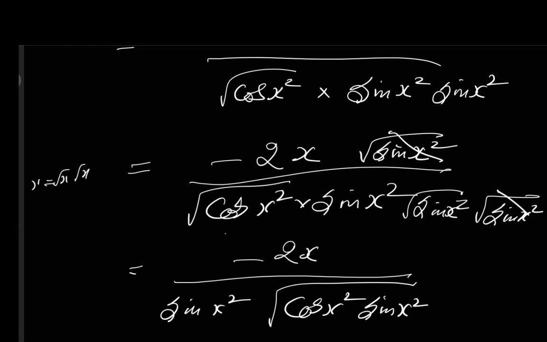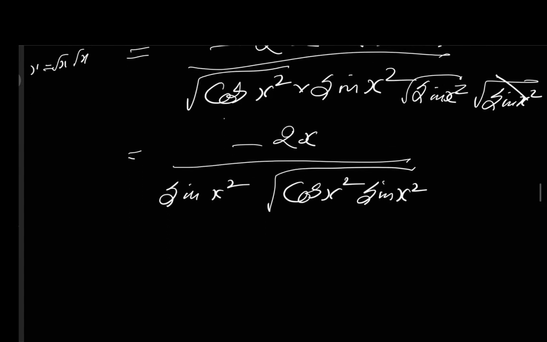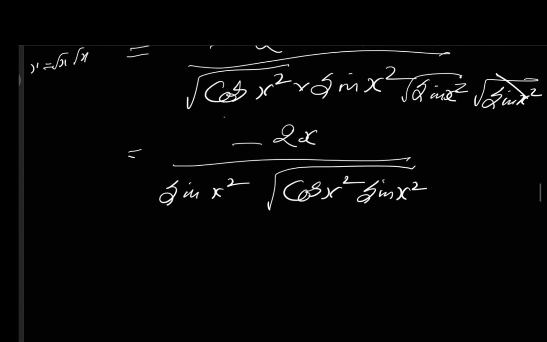Still you can simplify. We are doing the simplification. In trigonometry you have learned one identity: sine 2a is equal to 2 sine a cos a. So I have sine a cos a here. Cos x squared sine x squared. I need 1 by 2. So what I do, I multiply with 1 by 2 and divide by 1 by 2. Everything under the same square root sign.